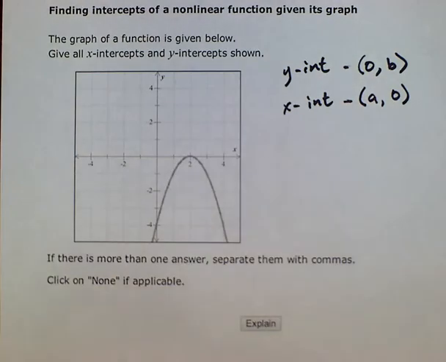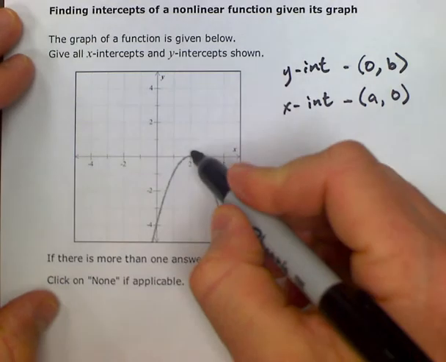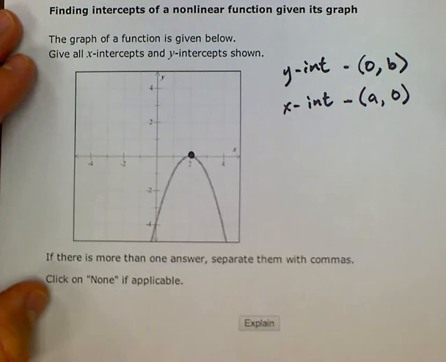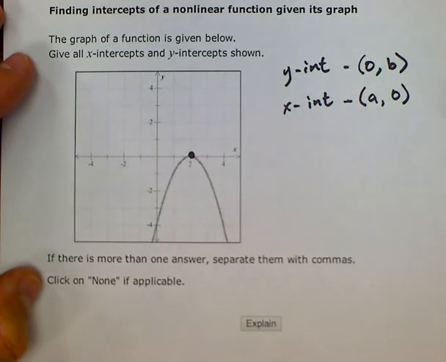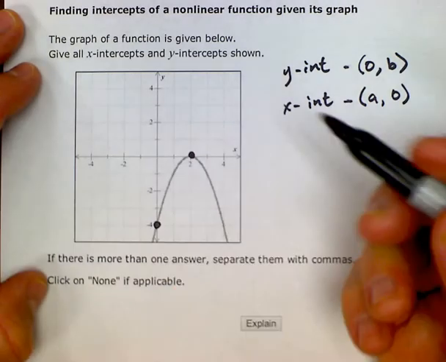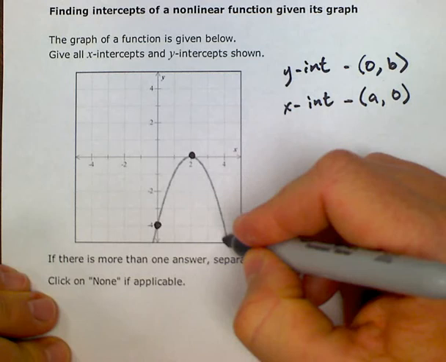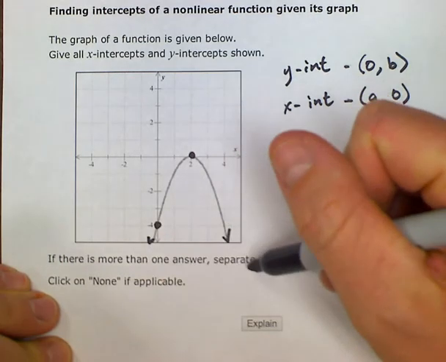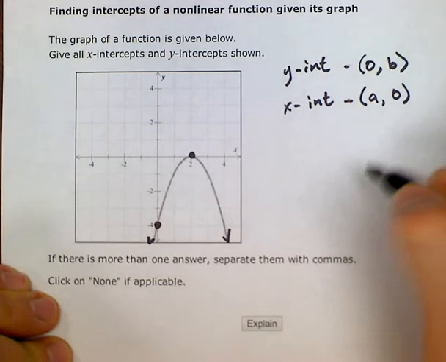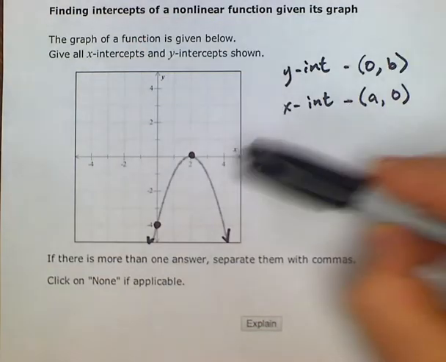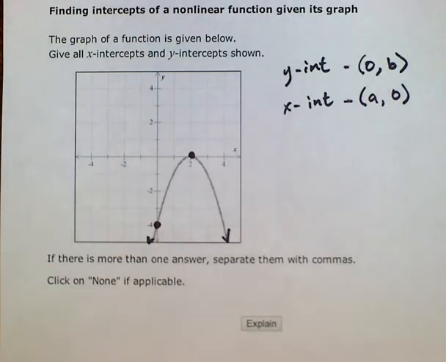So when we look at this graph, we see that the vertex of this parabola is touching the x-axis, and that's our x-intercept, and that it crosses the y-axis down here. Now we know from the way this parabola moves that it won't cross again. It will continue to go out and down to infinity, in both directions. So in this graph that we're given, we can see that it's only crossing the x-axis once and the y-axis once.